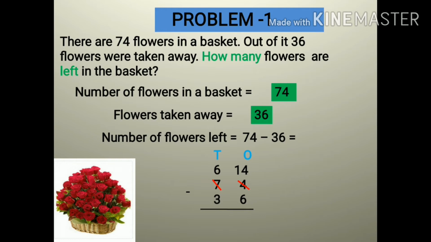Now, subtract 6 from 14. Count backwards and you will get the answer as 8. And now from 6 tens, subtract 3 tens and you will get the answer as 3 tens, that is 38. So the number of flowers left is equal to 38. Next, now let us go to problem 2.